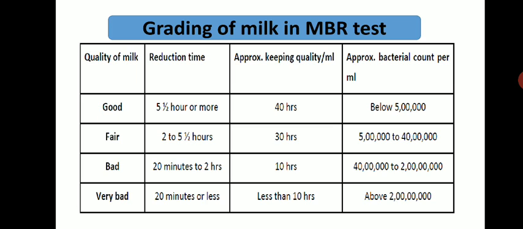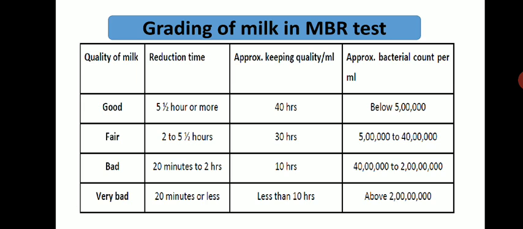For good quality milk, when the reduction time is almost 5.5 hours, you can keep this milk up to 40 hours, and the bacterial count of this good quality milk is considered below 5 lakh. Then if you consider fair quality milk, its reduction time is 2 to 5.5 hours, and you can keep this milk for 30 hours, and its microbial load is considered 5 to 40 lakhs.